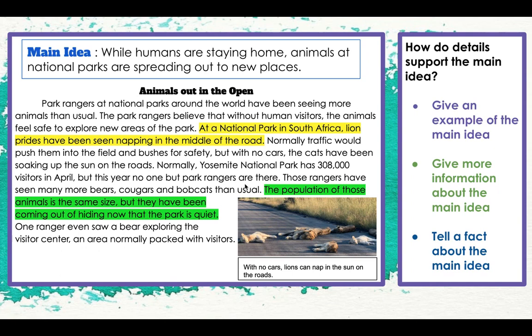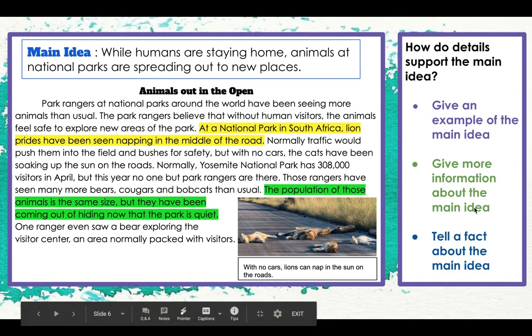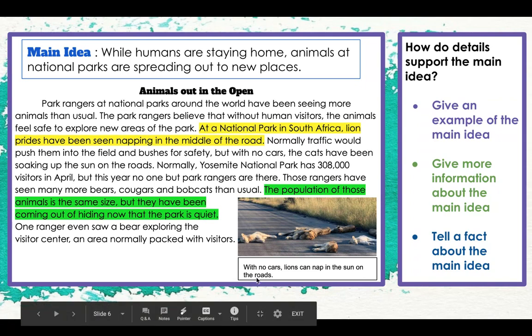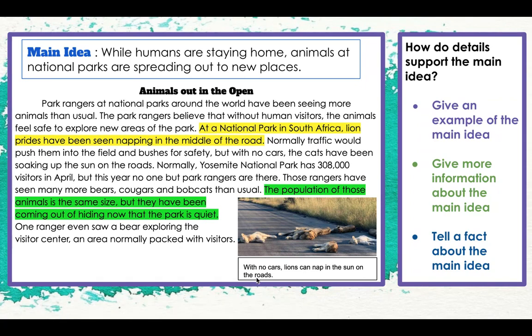Let's take a look at this next part in green. The population of the animals is the same size, but they've been coming out of hiding now that the park is quiet. Now that's not an example. They're not telling us about a specific type of animal. Here, they're giving more information about the main idea. They're saying it's not that all of a sudden there's more animals than normal, it's that the animals feel safe to come out. So they're telling us why the animals are spreading out to new places. They're giving more information. Look at this passage. Do you see a fact anywhere that tells about the main idea?